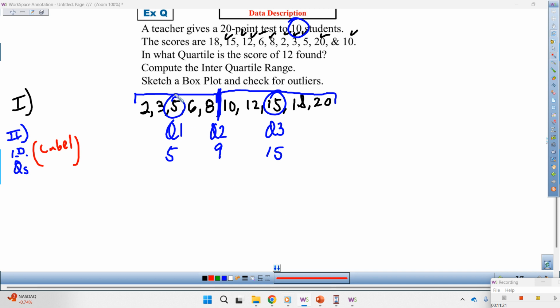So to label our quartiles is by quarter. So from here down is 25%. Label that, please. From here down, it's another 25%. From here down is 25%. And the remainder right here is 25%.